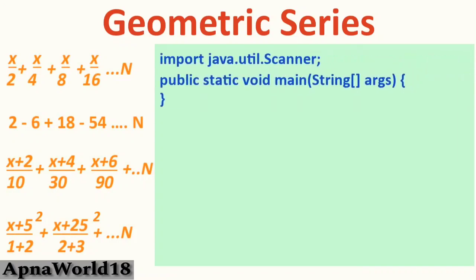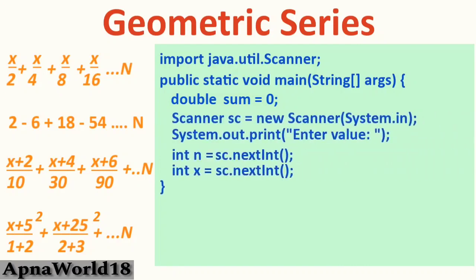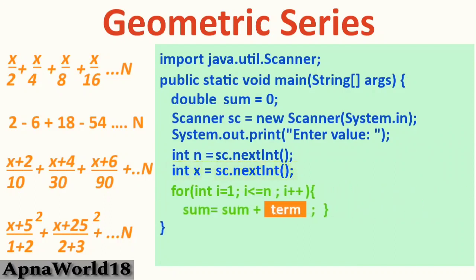We will again start with our standard template. In main, first thing we will declare is the variable sum. As you see, most of them here have division except for the second one, so we will declare our sum as double. Some of them have an additional variable x, so along with n, we will also take x from the user. We will write our basic for loop from 1 to n. We will add the term to sum inside the loop and outside the loop we will print sum.